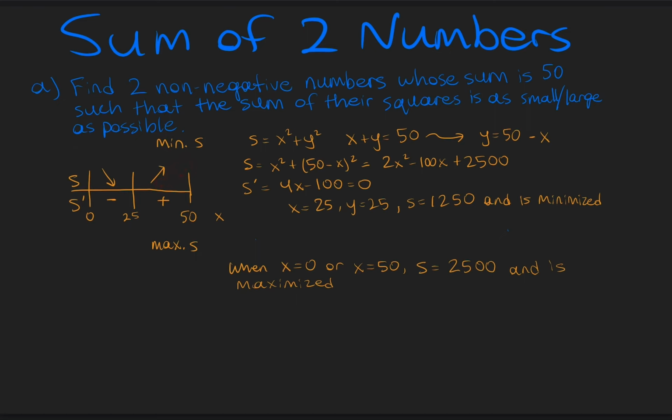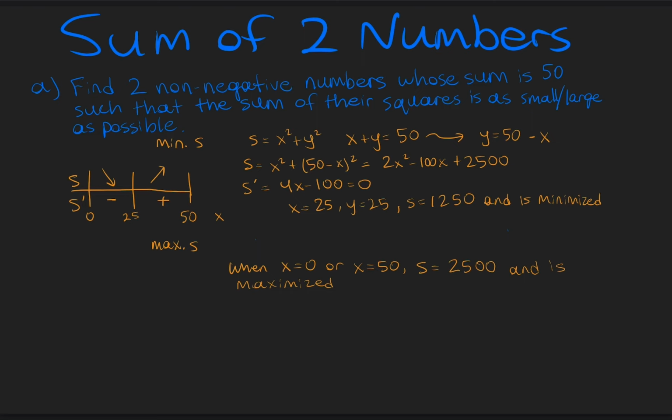And if we graph it out, if a function is decreasing and then suddenly starts to increase, this value in the center right here must be a relative minimum. So therefore, at x equals 25 and y equals 25, s is minimized. Okay, and that gives us the smallest answer.